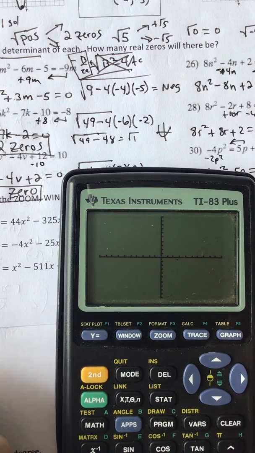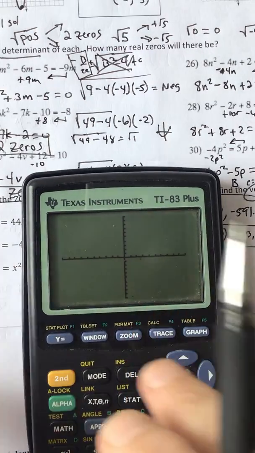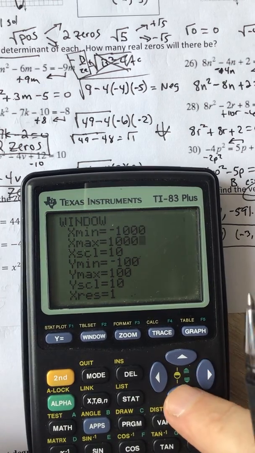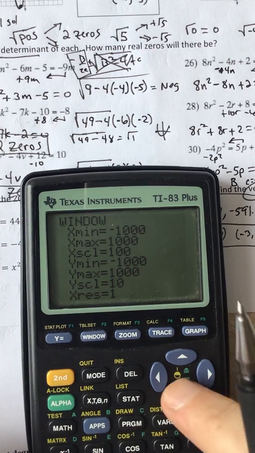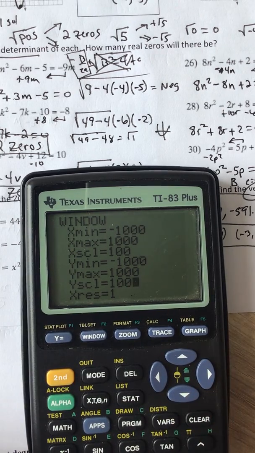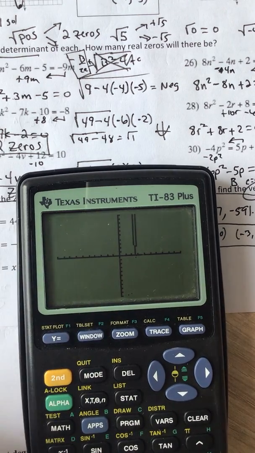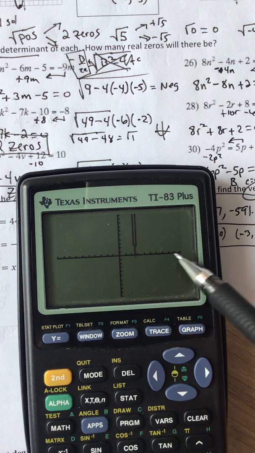Still not enough. And I could anticipate that. It's 65,000. It's probably way out there. So now I'll make it go to the thousands, count by hundreds. So now it's looking all the way out to 1,000. Okay, there it is. So it doesn't look like I needed to go all the way sideways 1,000.